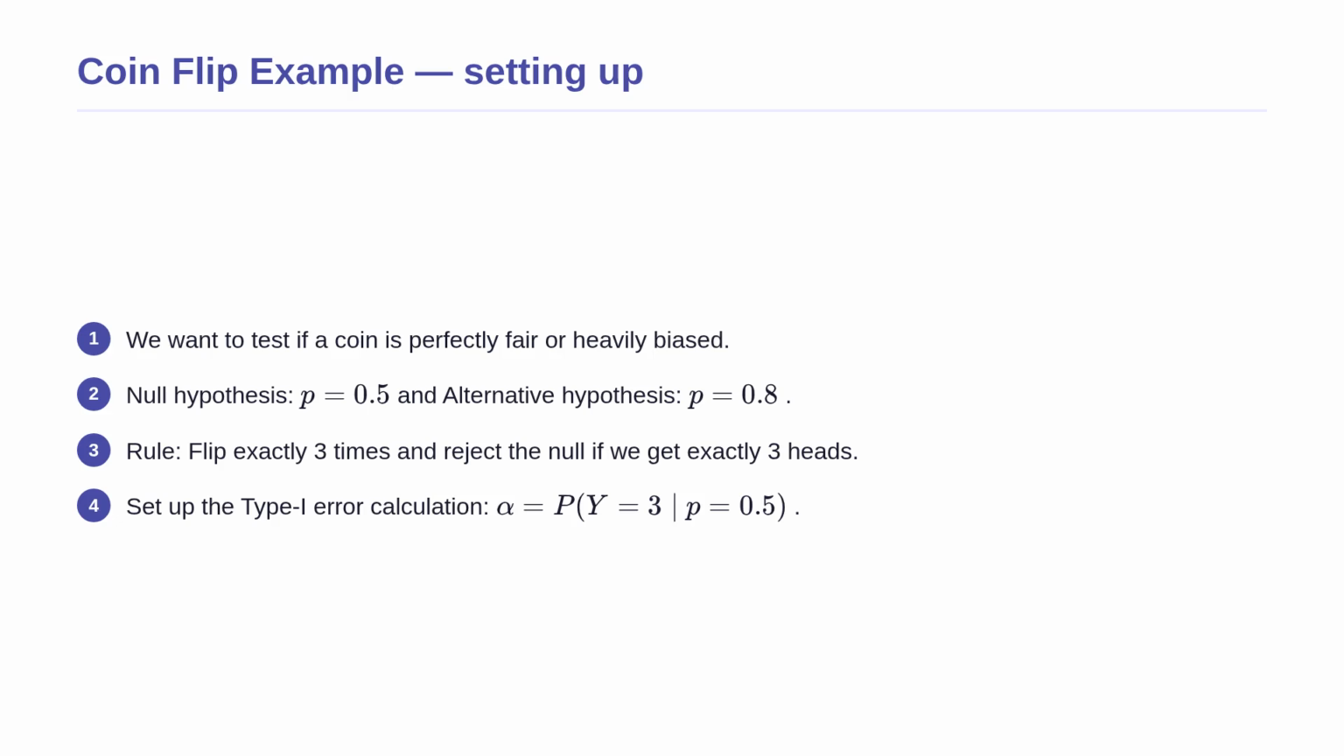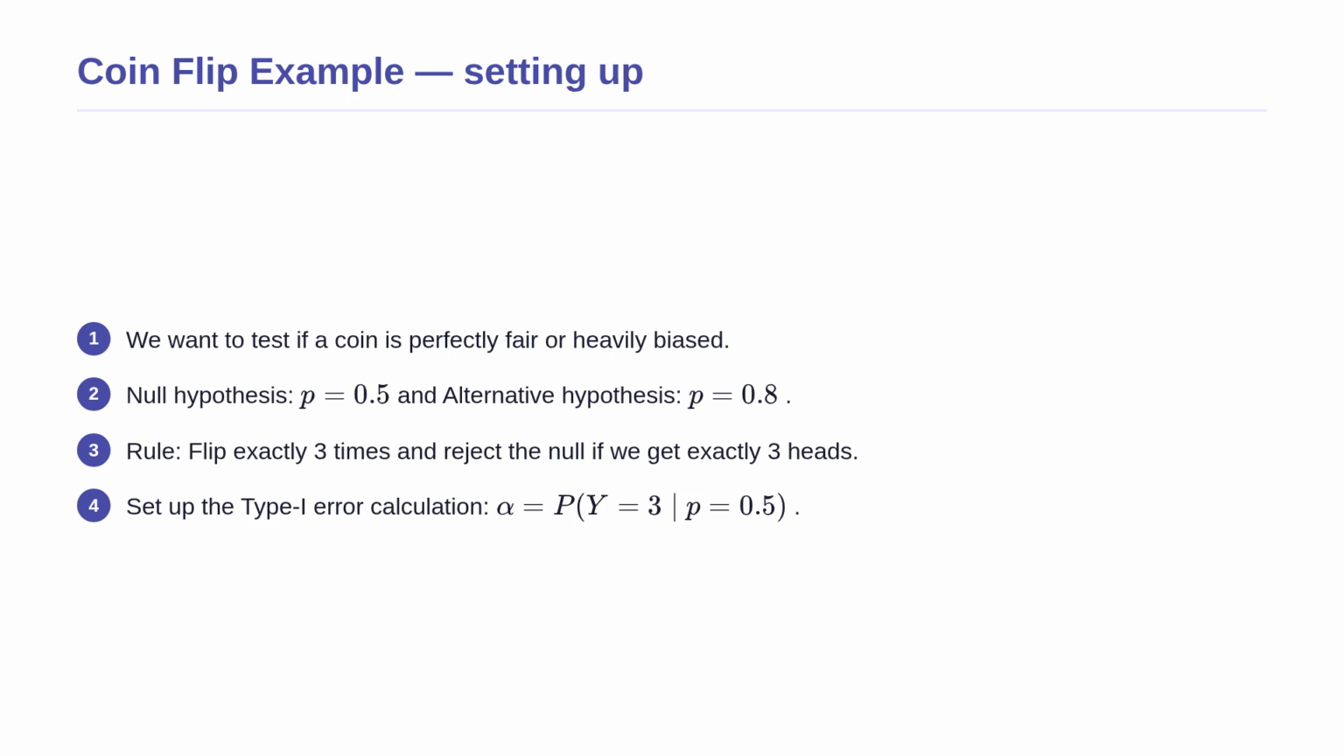Now let us move to a fully calculated example using a coin flip. We want to test if a coin is perfectly fair. Our null hypothesis is that the probability of getting heads is 0.5. Our alternative hypothesis is that the coin is heavily biased, and the true probability of heads is actually 0.8. We decide to flip the coin exactly 3 times. Our strict rule is that we will reject the null hypothesis only if we get exactly 3 heads.